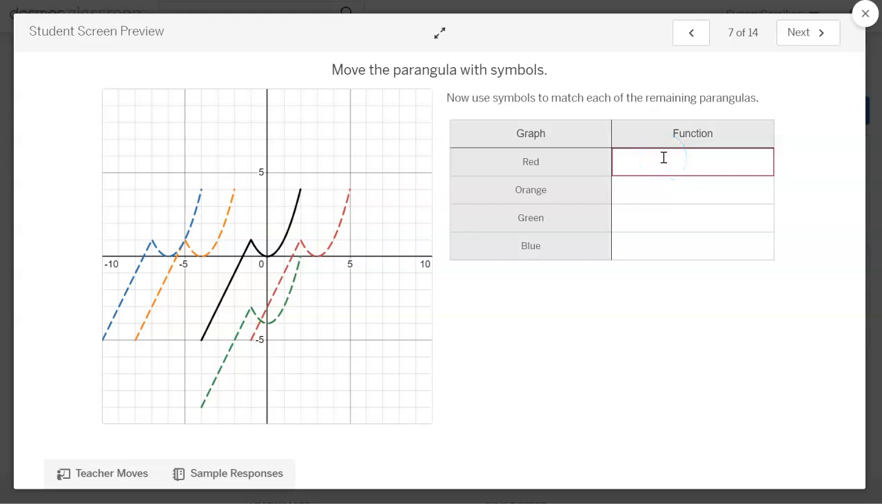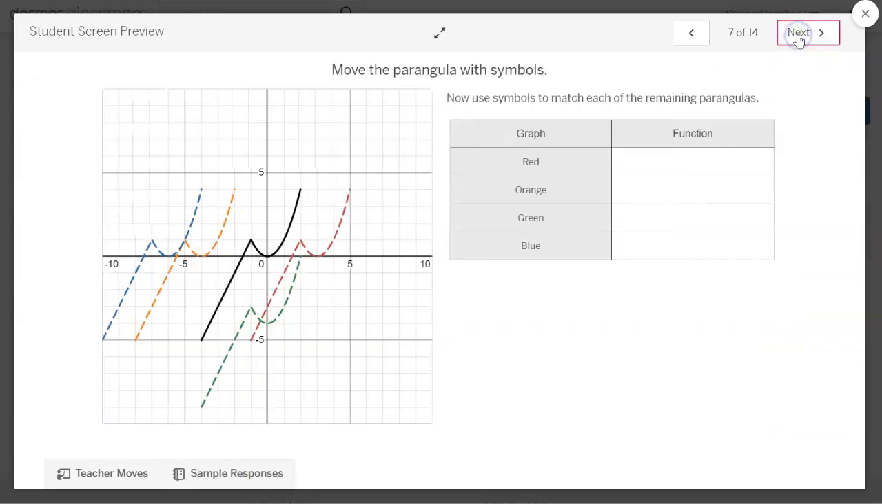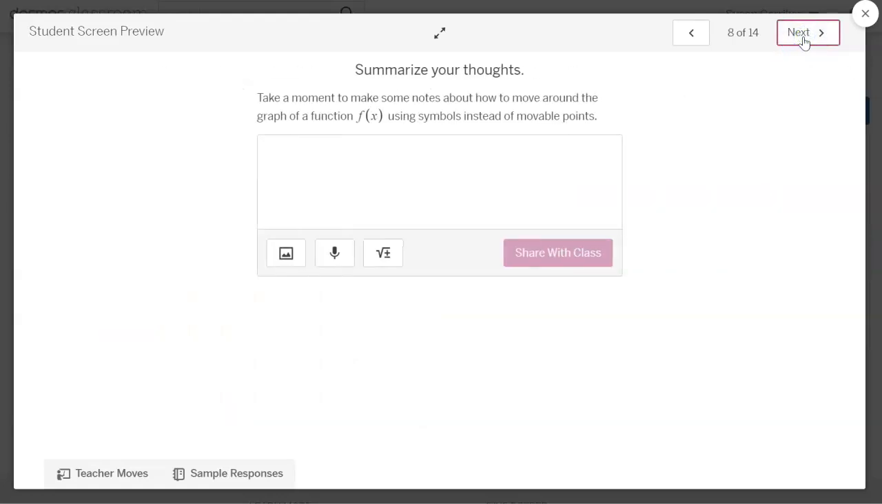So when you type these in, it's going to graph a black graph over the different colored graphs. And so their goal is to use this kind of notation to move it right. And that's how you do these 3, but how do you do the green one? So that's a good conversation to have. Be sure to check the teacher moves for suggestions.